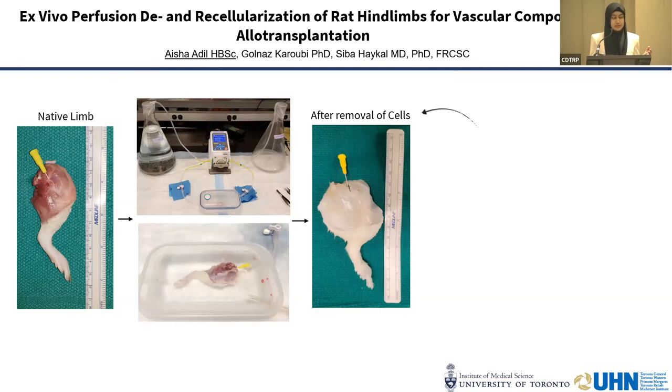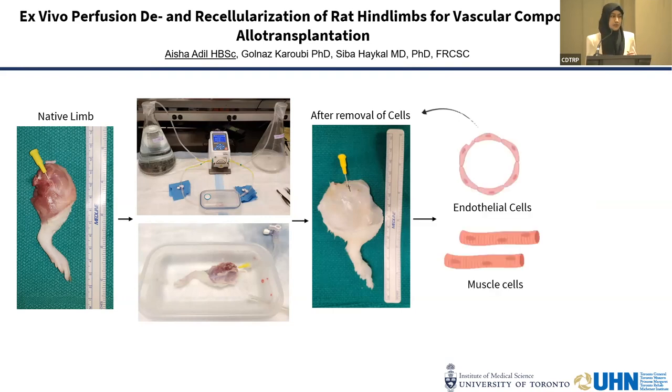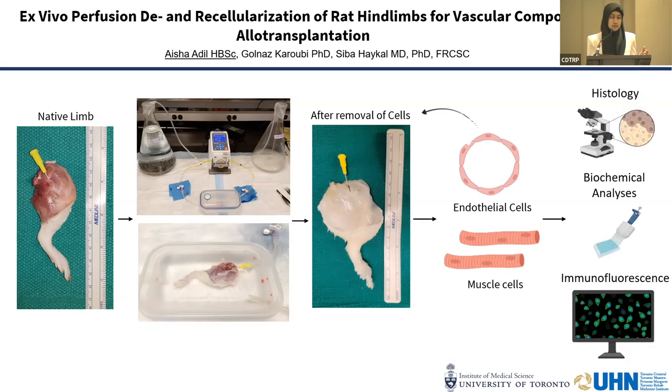When I looked at the skin, muscle, nerve, vessels, and bone, the tissue structure remained, but no cell nuclei could be detected. To attempt the recellularization component of this, I reinserted endothelial cells and muscle cells into the vessel and muscle tissue, respectively. After 24 hours of culturing this in the bioreactor, I was able to detect cells, of which most were alive. And recently, we trialed this by testing it in the bioreactor for 7 days, where again, we were able to detect cells. We're going to continue analyzing the decellularized and recellularized tissues using routine histology, biochemical analyses, and immunofluorescence.